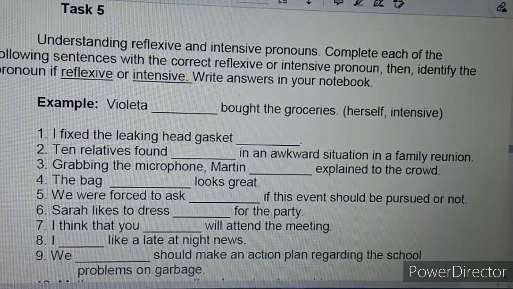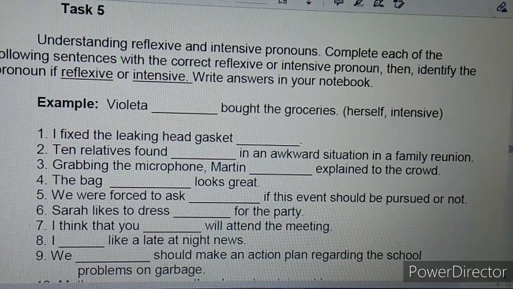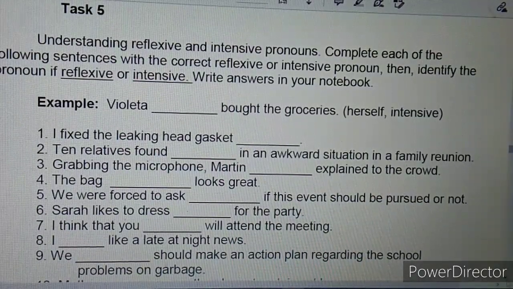Next, let's move on to number 5. We were forced to ask blank if this event should be pursued or not. Using the pronoun we, which is our subject, the correct answer is ourselves. And it is an example of a reflexive pronoun. So again, the correct answer for number 5 is ourselves, comma, reflexive.